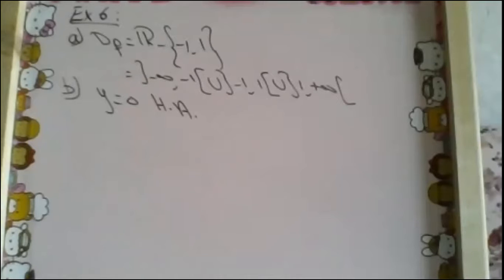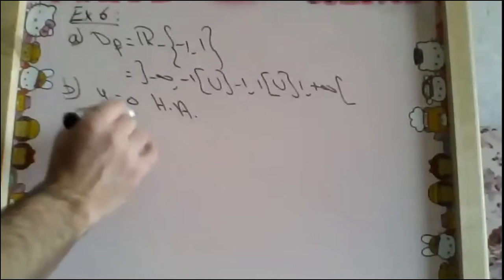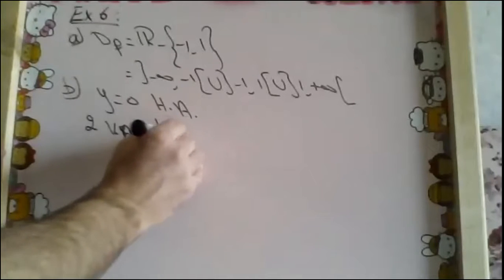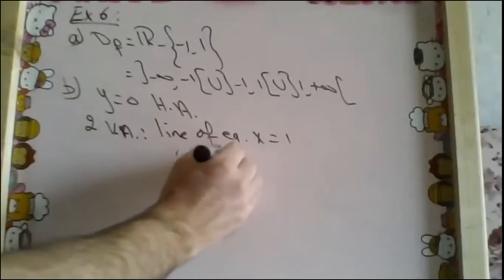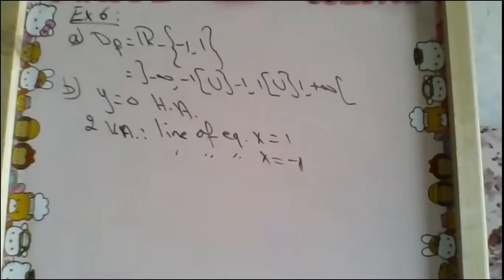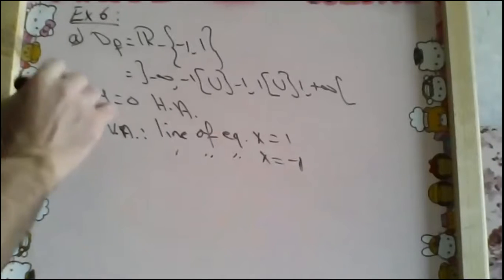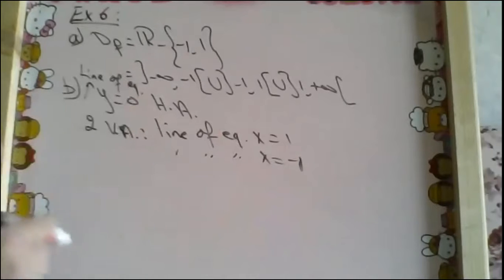Okay, and we said that we also have two vertical asymptotes. Two vertical asymptotes: the line of equation x equals 1 and the line of equation x equals -1. Of course, these two, and the line y equals 0. There is no need to apply the rules here, because the numbers you are reading from the graph. You are reading from the graph.